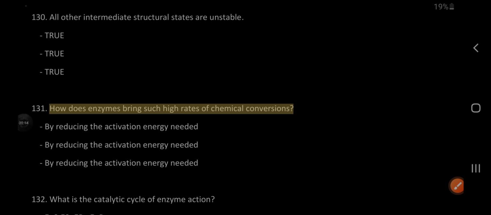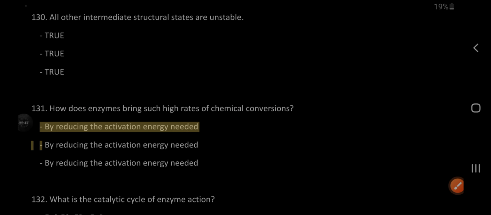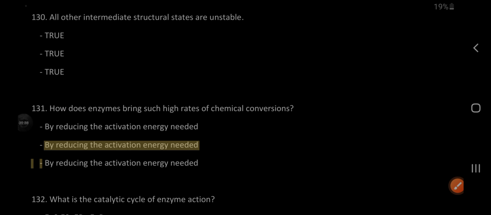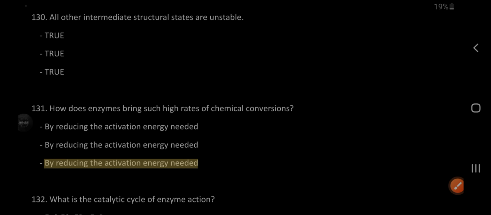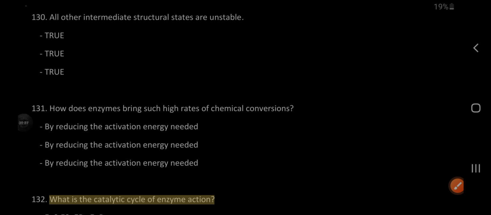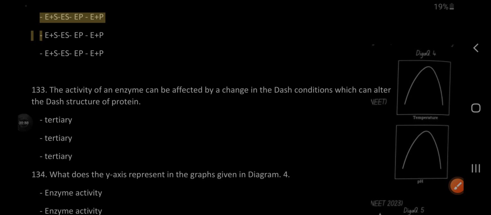By reducing the activation energy needed. 132. What is the catalytic cycle of enzyme action? E plus S gives ES, gives E plus P.